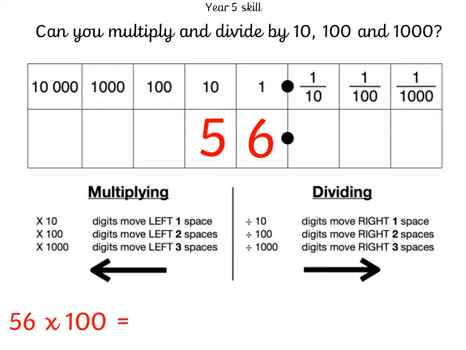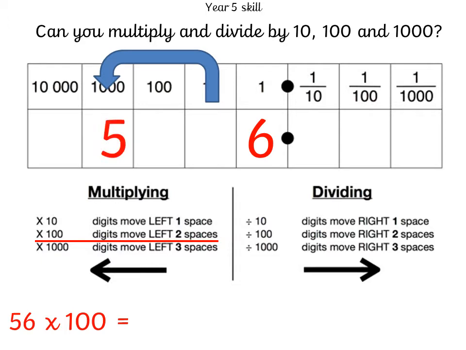Now, in order to do that, we need to look at what we need to do when we're multiplying by 100. And it tells us that we move the digits 2 spaces to the left. So I'm going to start with my 5, which is in my tens column, and I'm going to move it 2 spaces to the left. So you can see that 5 that was in the tens column is now in the thousands column and is worth 5,000 as we've multiplied it by 100.